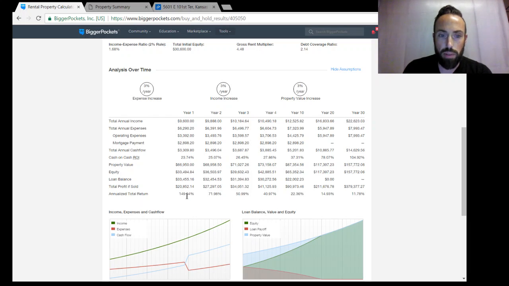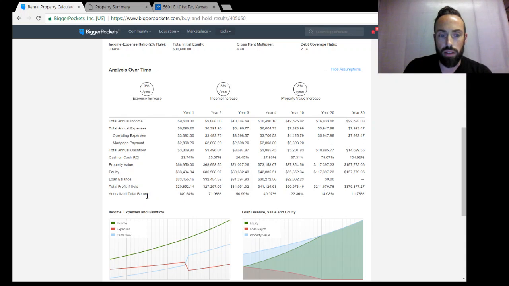So there's a few different numbers that I look at as far as criteria. My criteria is I need to cash flow at least $100 per unit, and I want a cash on cash return of 12% or better. That's kind of what my criteria is.